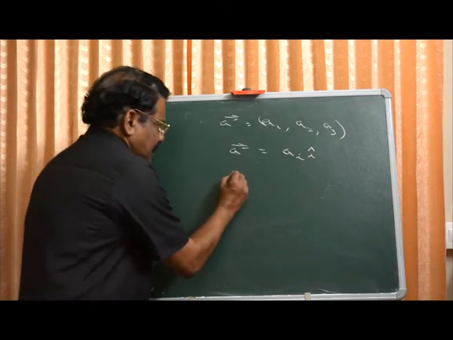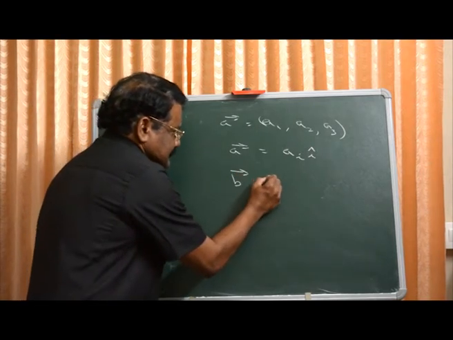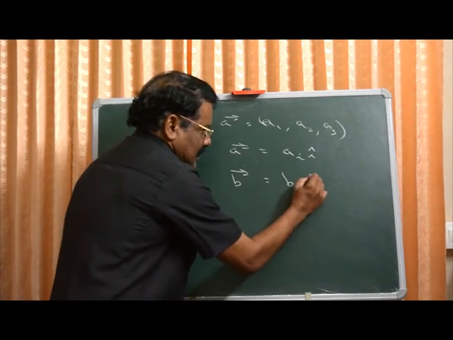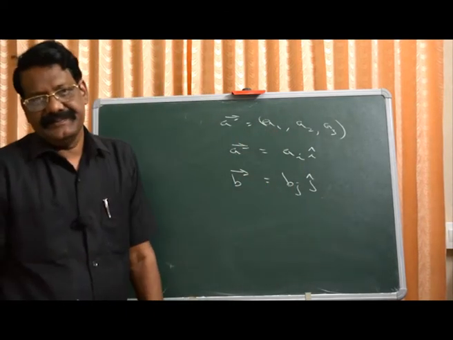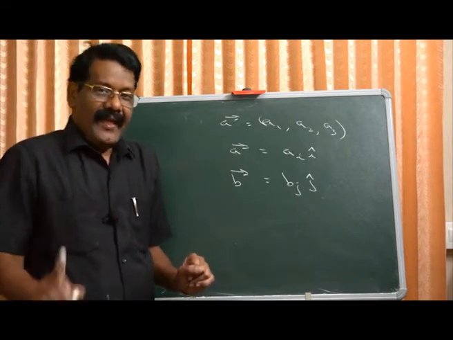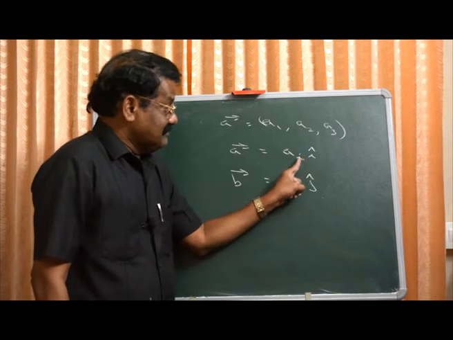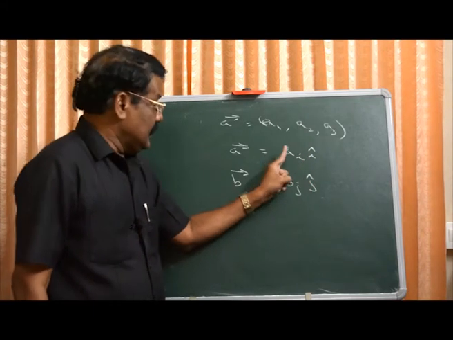Similarly, take another vector B. This is written as B_j j cap. Be very careful. I already told you the Einstein summation convention. Here i is repeating. So there is a summation here.